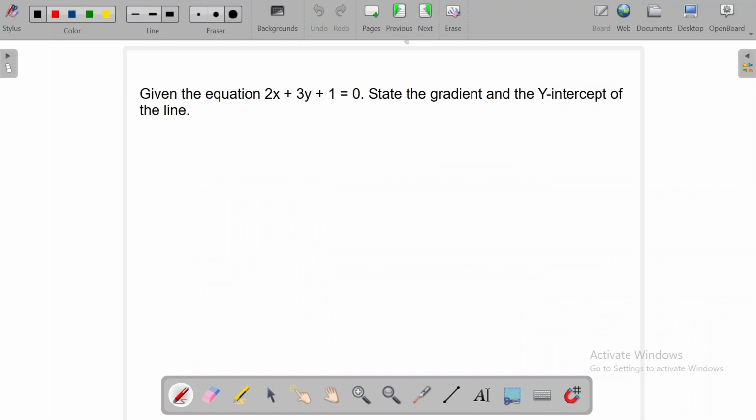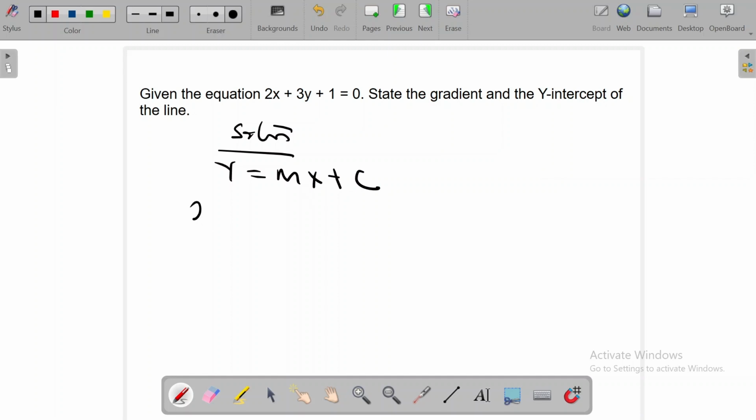Look at another example. Given the equation 2x plus 3y plus 1 is equal to 0, state the gradient and the y-intercept of the line. This is very easy as well. I know that y is equal to mx plus c. So I'm going to solve this equation to look like this.